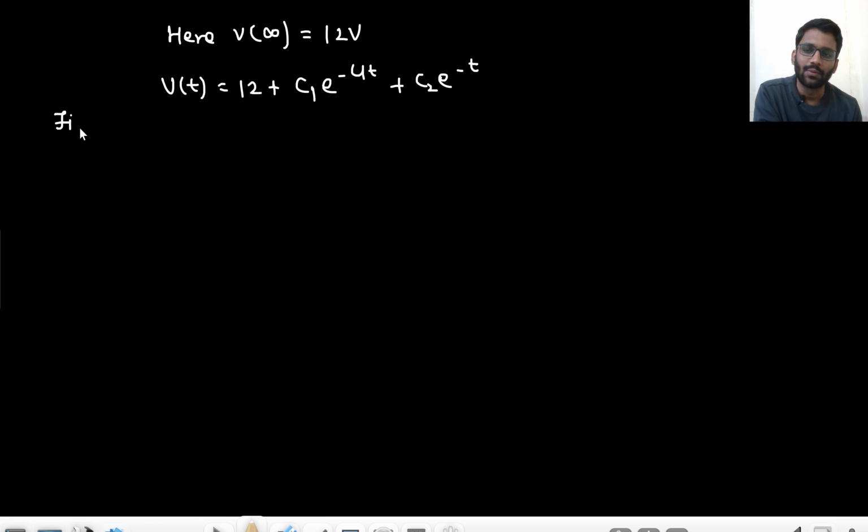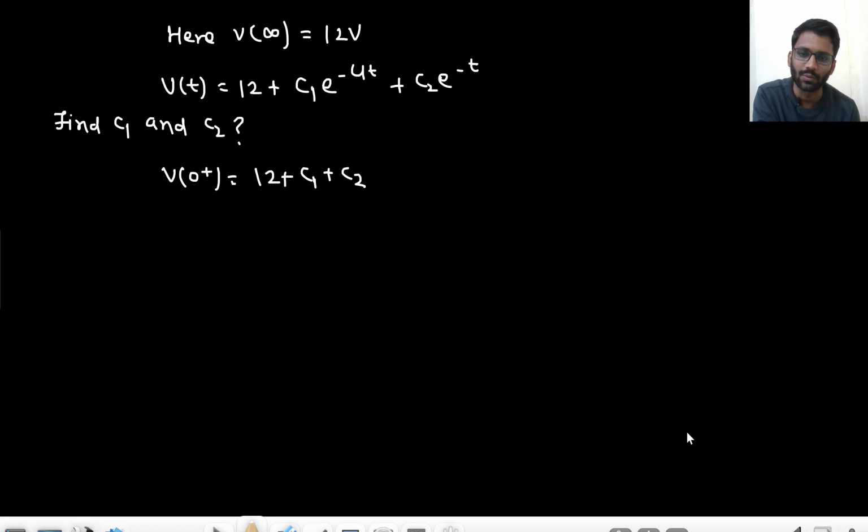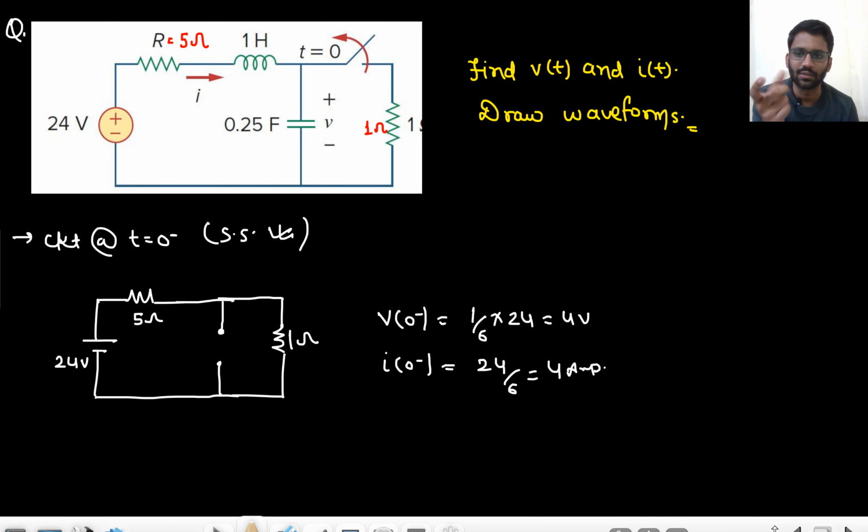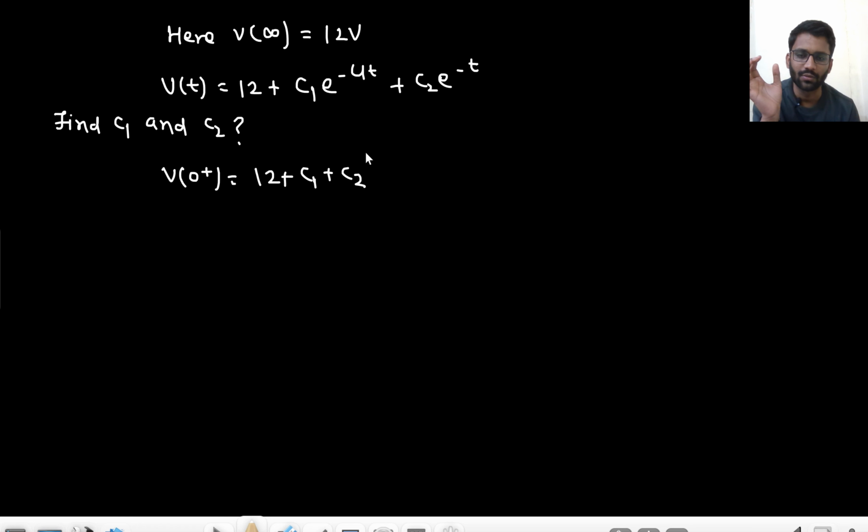Now find C1 and C2. What is the value at t equals to 0 plus? V of 0 plus will be 12 plus C1 plus C2. The value at t equals to 0 plus was 4 volt. So C1 plus C2 is minus 8. This is equation 1.